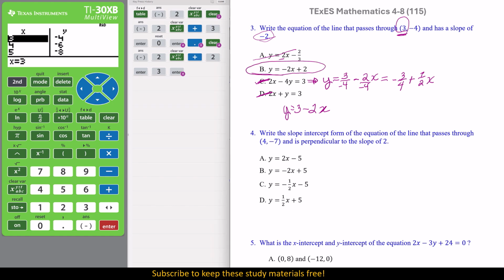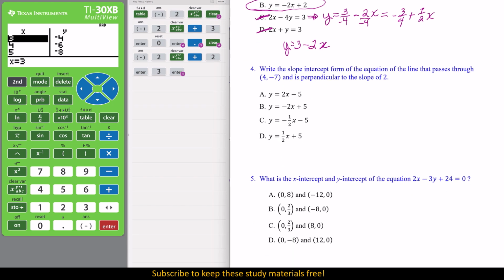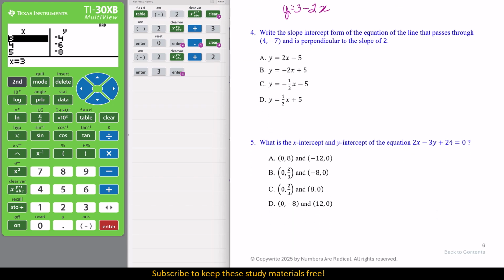Now we could have checked by solving for B like we did prior in the video. But if our calculator will give it to us, there's no reason not to use our calculator. And obviously, we could have saved ourselves several steps if we had just checked B right away. Okay? And you could do that. Right? So let's look at number 4.